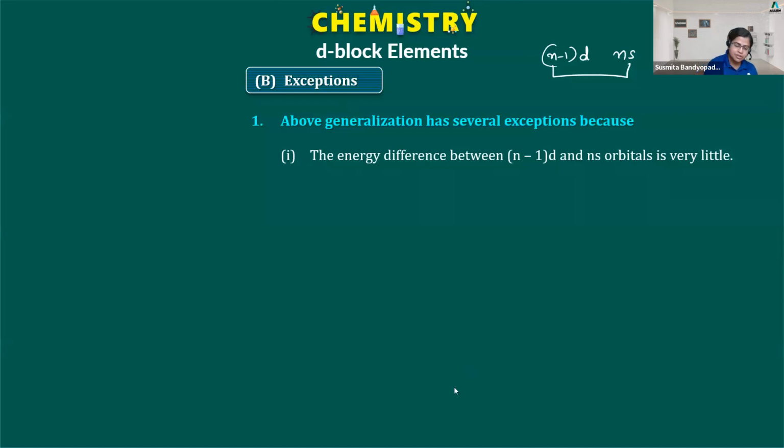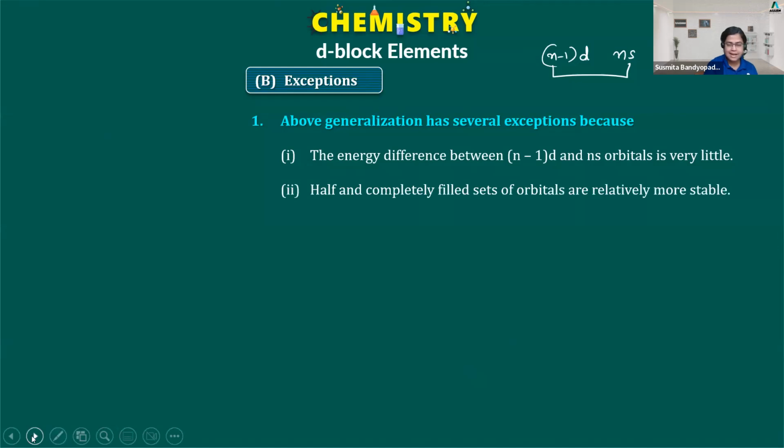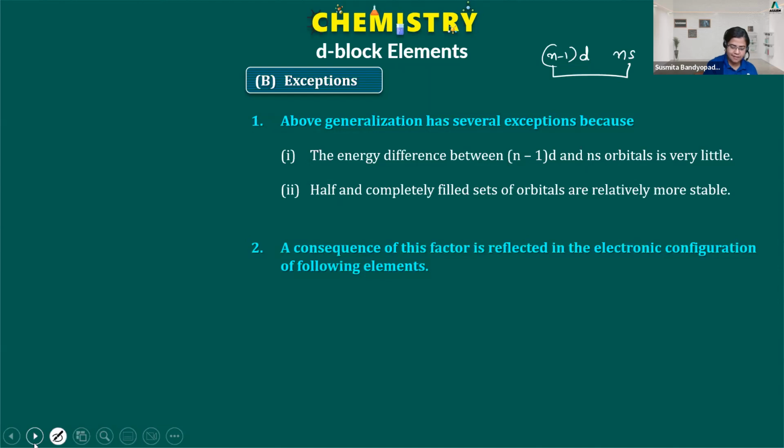Basically, it's positive. It's not willing to gain any more electron and become unstable. So because of the stability of the half-filled and completely filled configurations, and the energy difference between this n minus 1 d and ns subshell being very less, these are the main reasons why the d block elements show so many exceptions in the configurations. Yes, the energy difference is quite less, so easily the electron can jump from here to here, and half-filled and completely filled orbitals are much more stable than the other configurations nearby.